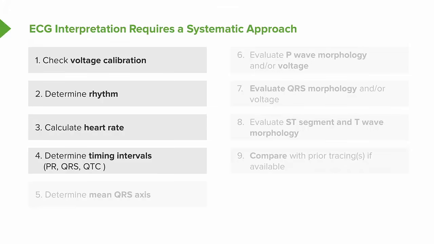You then do the timing intervals. What's the PR interval, from the beginning of the P wave to the beginning of the QRS? What's the QRS duration? That's the period of ventricular depolarization. And then how long does it take for the whole contraction and resetting of the ventricle, from the Q wave to the end of the T wave?